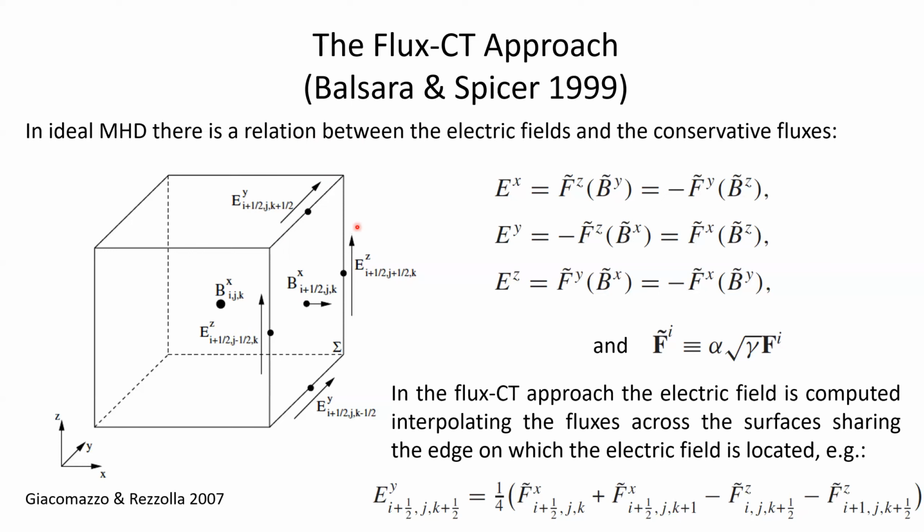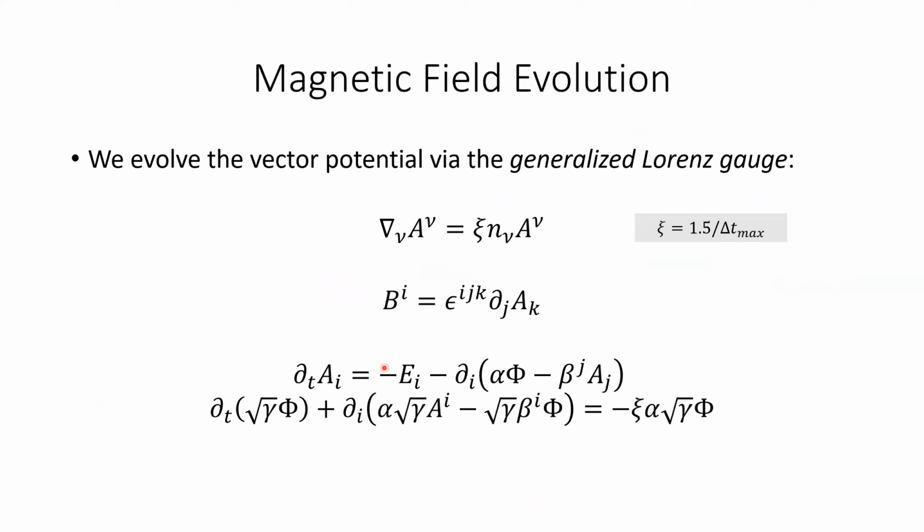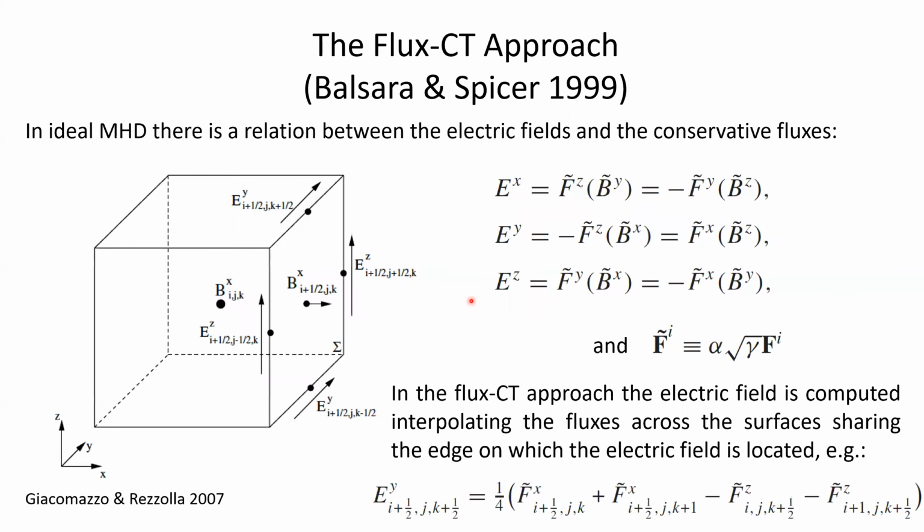Okay, so these are the four phases that share this edge. And this way you can compute the electric field. So you compute the flux, for example, by using HLLE for the magnetic field, and then you average essentially these fluxes in order to get the electric field. And then you use the electric field to evolve the vector potential with the expression that I did here. So this is the flux CT approach. It is the one that was implemented in Whisky MHD, and the first one that we also used in Spritz.